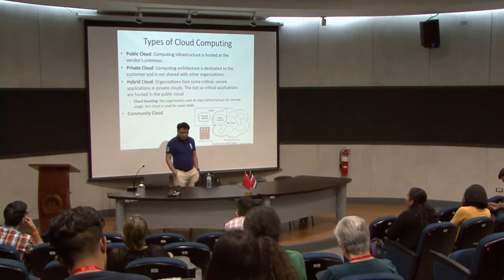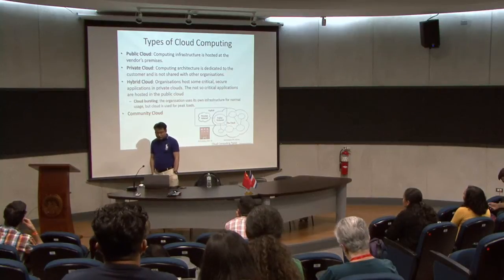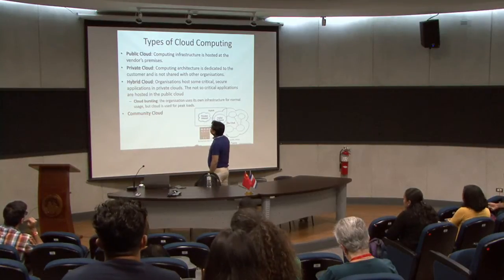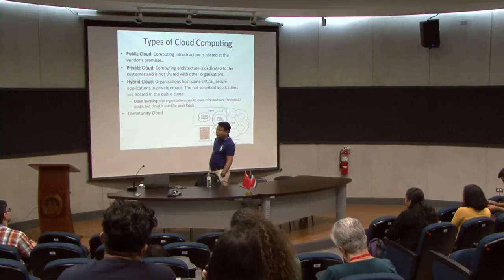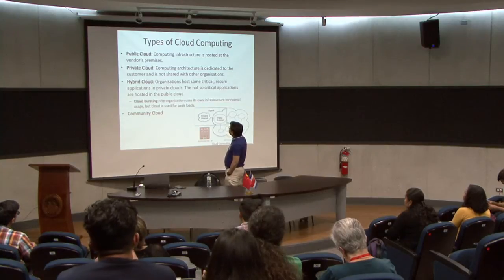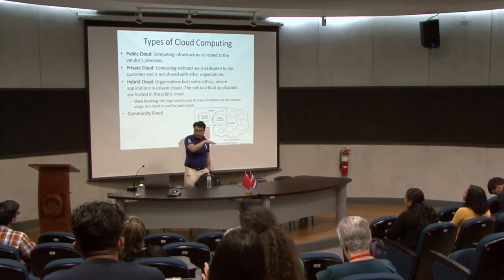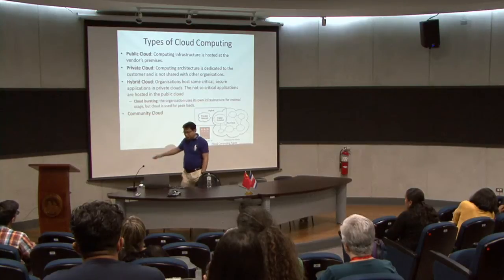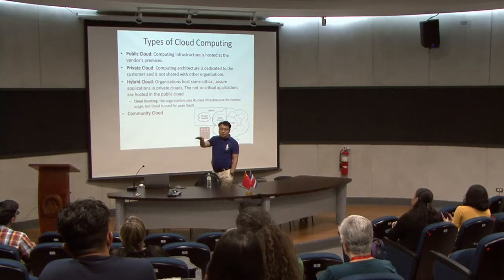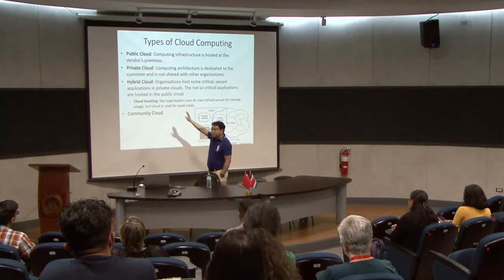There are three types of cloud computing. One is the public cloud, meaning the computing infrastructure is hosted at the provider's premises. The private cloud means the computing architecture is dedicated to the customer and not shared with other organizations. In a public cloud, you share resources with other people. Big corporations often use the private cloud, and the government often uses the public cloud.